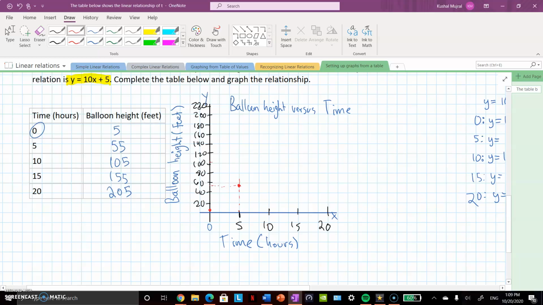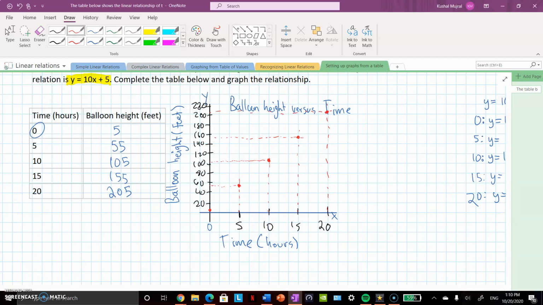Let's look at 10, it's a bit more than 100. And then 10, so it's going to meet up about there. So the next one, 15, and 155 is about right here. So then it meets up right there. Let's look at 20, and then 205 is about there. So it meets up right there.